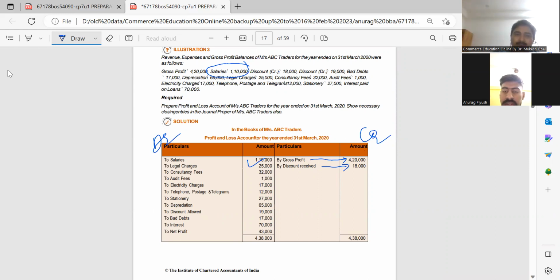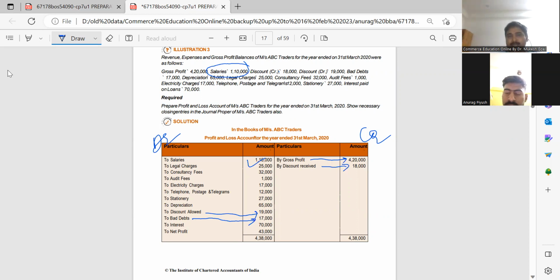Discount debit is our loss, an expense. Discount debit means discount allowed to the customers, and it will be shown in the debit side of the profit and loss account. Next, bad debts. Bad debts is also our loss. Bad debts means the debtor didn't pay the money. It is our loss, and it will be shown in the debit side of the profit and loss account.